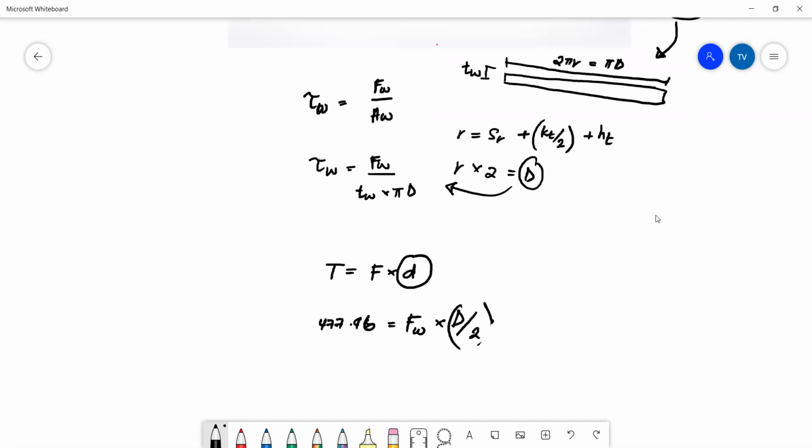All right. From here, we can now make FW the subject of the formula, so the force on the web, and then use this force back substituted into this equation. And we will find our thickness by making the thickness the subject of the formula.